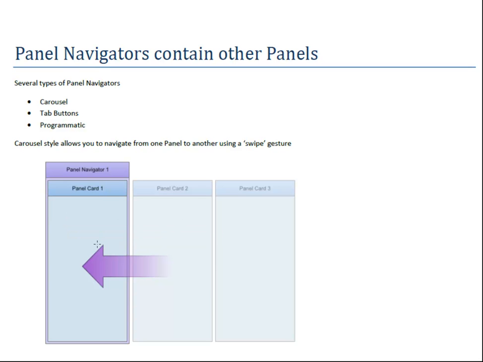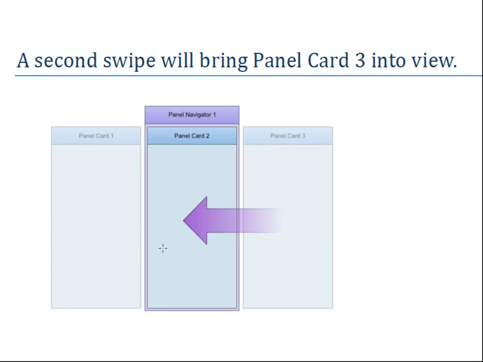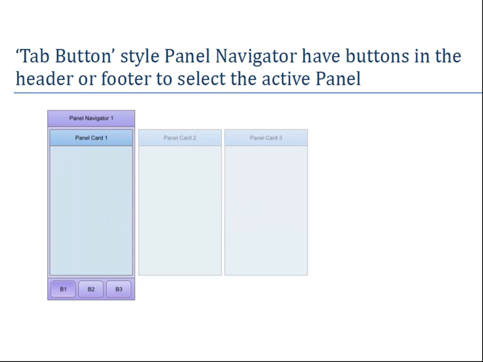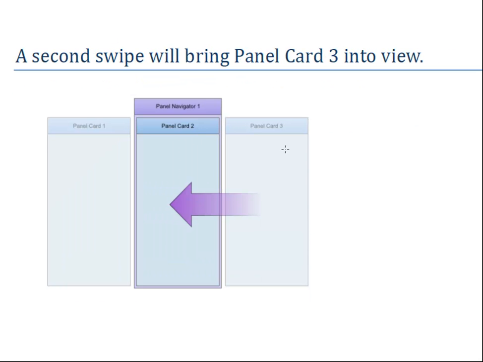But then when the user swipes from left to right on panel card 1, then panel card 2 will come into view. So you can see here that panel card 2 is now in view, and panel card 1 has been pushed out of view, and you can think of it conceptually as being to the left of panel card 2, and then panel card 3 has still not yet been brought into view. But then when the user swipes on panel card 2, then panel card 3 will come into view. So let's pause now and pick this up in the next video.